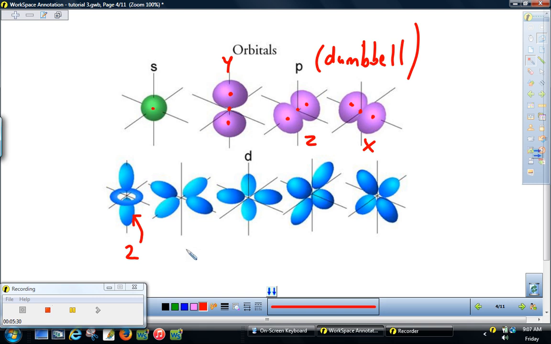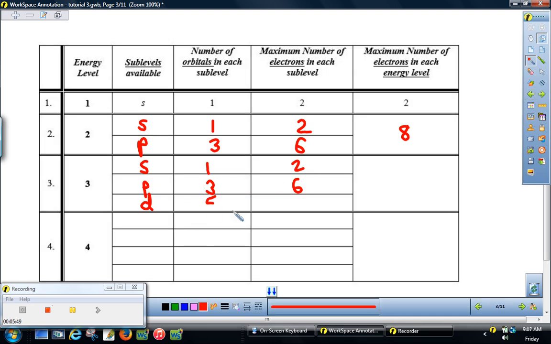So 2 electrons can go in this space, 2 electrons can go in these shaded regions, 2 more electrons can go in these shaded regions, 2 more electrons can go here in these shaded regions, and 2 more can go here. So 5 orbitals, 5 different regions that make up the d sublevel. Each one can hold 2, so 5 times 2 is 10. So 2, 6, 10, grand total 18. So up to 18 electrons can go in the third energy level, the third ring.